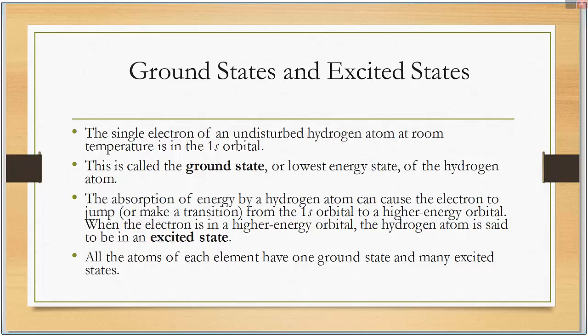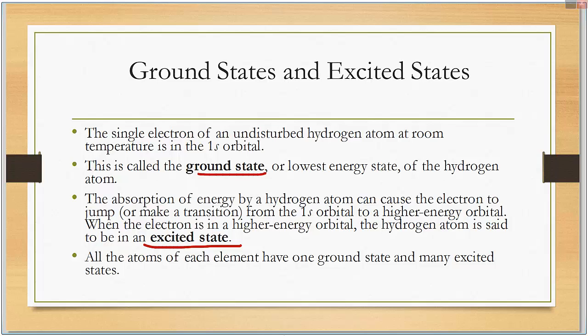The single electron of an undisturbed hydrogen atom at room temperature is in the 1s orbital. This is also called the ground state or lowest energy state of the hydrogen atom, meaning it's the most relaxed. The absorption of energy by the hydrogen atom can cause the electron to jump from the 1s orbital to a higher energy orbital. When the electron is in the higher energy orbital, the hydrogen atom is said to be in the excited state.